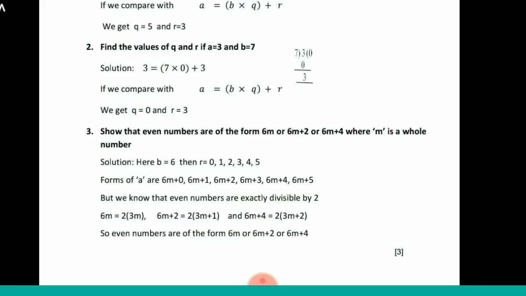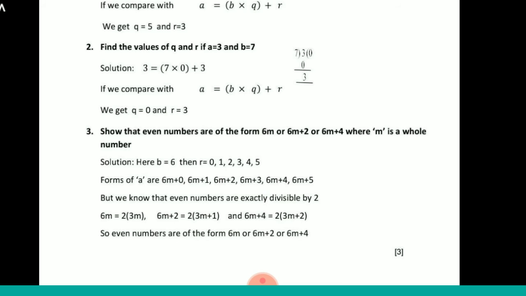Now we know that even numbers are exactly divisible by 2. We have to prove the even numbers only. Show that even numbers, they are asking for even numbers. So observe that 6m can be written as 2 into 3m. So it is exactly divisible by 2. That's why it is an even number form. We already learned before what the particular form of even numbers is, 2q. Here 6m is 2 into 3m, 2 into something, so it is an even number.